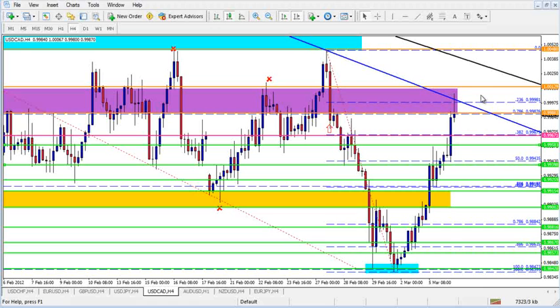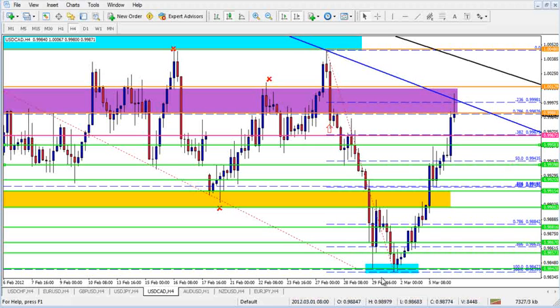We have 2 Fibonacci's to back that up. If it does fall back here to 99.67, there is some support that would be expected there. Beyond that, Fibonacci also sits down here. Well, not Fibonacci, but a retracement level sits down here at the 50% at 99.43. That is the 50% of this range.